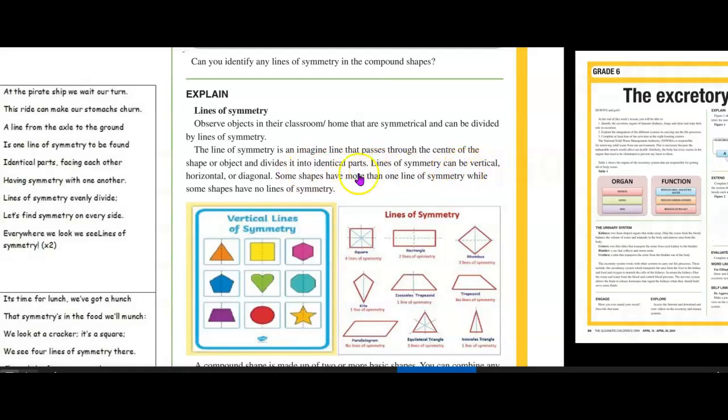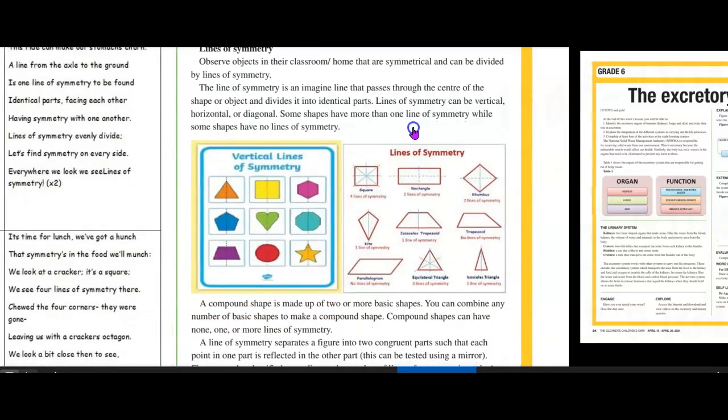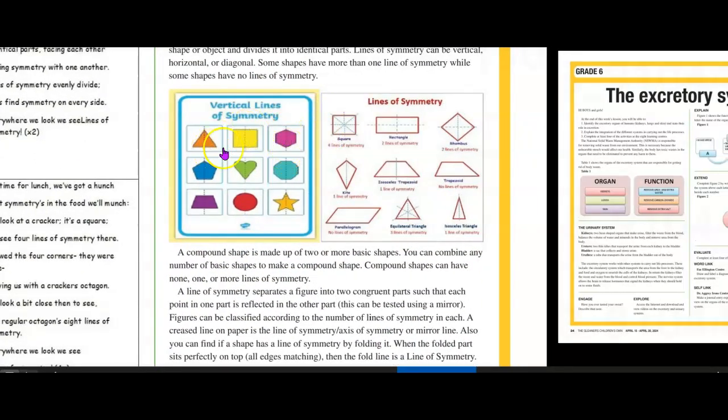Lines of symmetry can be vertical, horizontal, or diagonal. Some shapes have more than one line of symmetry, while some shapes have no lines of symmetry. So here we have a diagram. We see the triangle, we see this rectangle, and we have other shapes here.